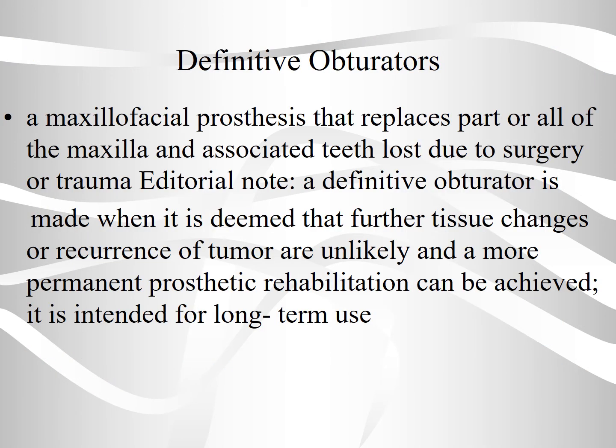Coming to definitive obturators, these are maxillofacial prostheses that replace part or all of the maxilla and associated teeth lost due to surgery or trauma. Another definition is that a definitive obturator is made when it is deemed that further tissue changes or recurrence of tumor are unlikely and a more permanent prosthetic rehabilitation can be achieved. It is intended for long-term use.